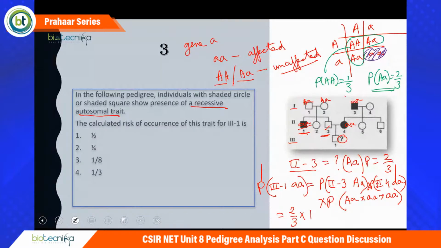So what is the probability of the last value, that the cross here will produce homozygous recessive? That is equal to 1/2. Again, you can make a Punnett square here for this monohybrid cross and check. So 2 gets cancelled, so it will be 1/3. So the probability that 3/1 is affected is 1/3. Okay, so this is just an example. You can take up more questions from that, and you can practice and find out the probability.